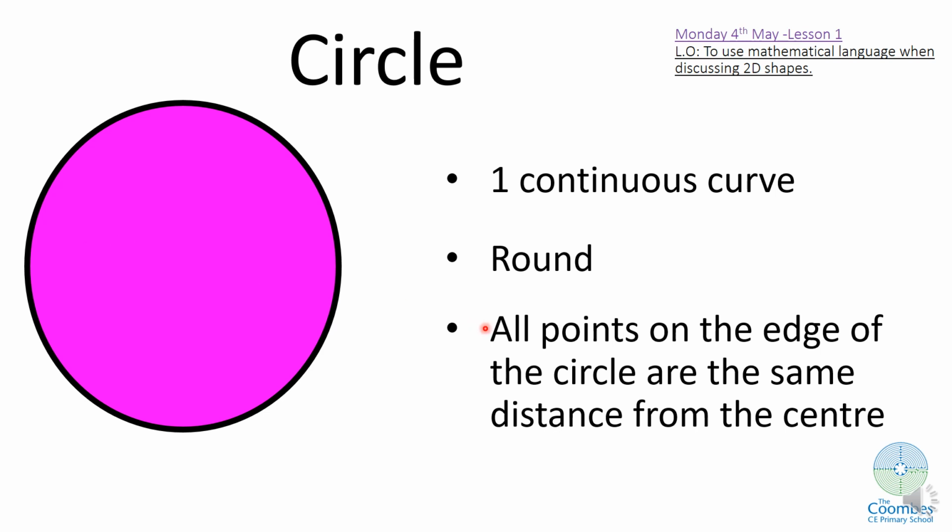And an interesting fact for you, all the points on the edge of the circle are the same distance from the centre. So if you look here, I'm going to draw a little circle in the middle. And if I draw a line up here and a line here, this line is the same distance away from the centre of the circle as this line is. So no matter where I draw a little mark on here, it will always be the same distance away from the centre of the circle.